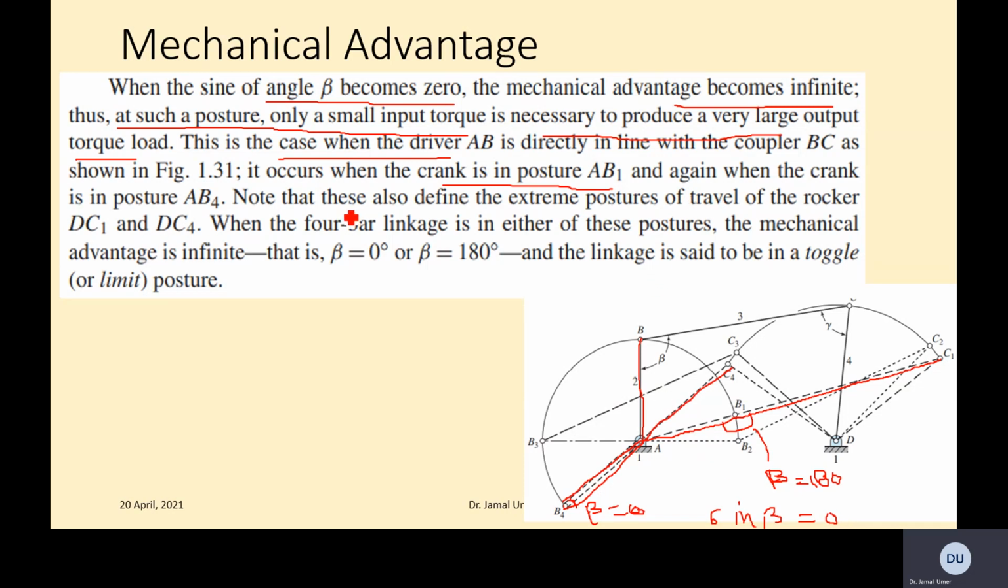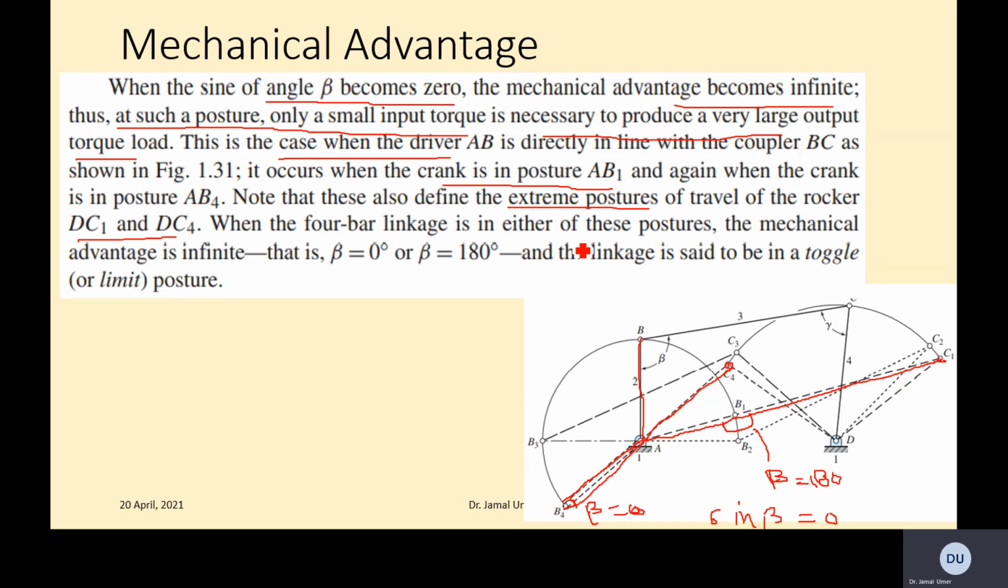Note that these also define the extreme postures. This is the extreme point where this link can go, and this is B1, the extreme point of the travel of the rocker, DC1 and DC4. Respectively, DC4 is also an extreme point, and this is also an extreme point for this DC.